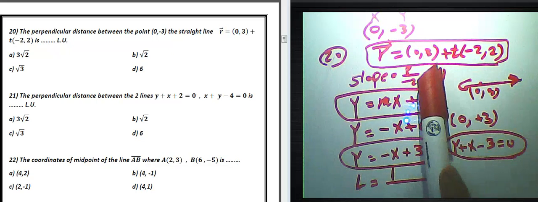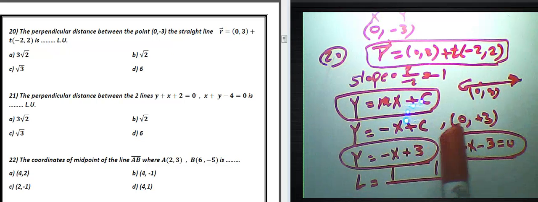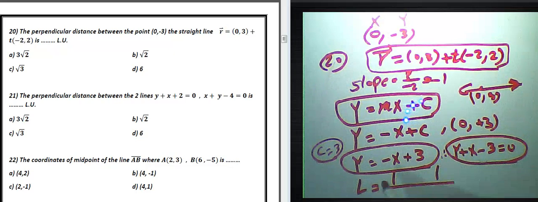We can put the point (0, 3) in this straight line to find the constant. Put 0 in x, and y equals 3. Then the constant will be equal to 3. Put 3 here, then y = -x + 3, and move -x from the right-hand side to the left-hand side. It will be y + x - 3 = 0.